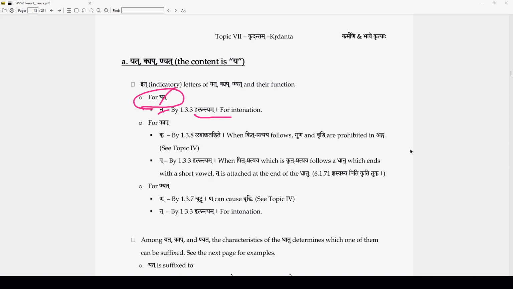Okay, every step is supported by some sutra. So even when we say achoyat, what are the examples of the achoyat? Last time we saw achoyat examples where yat is added.